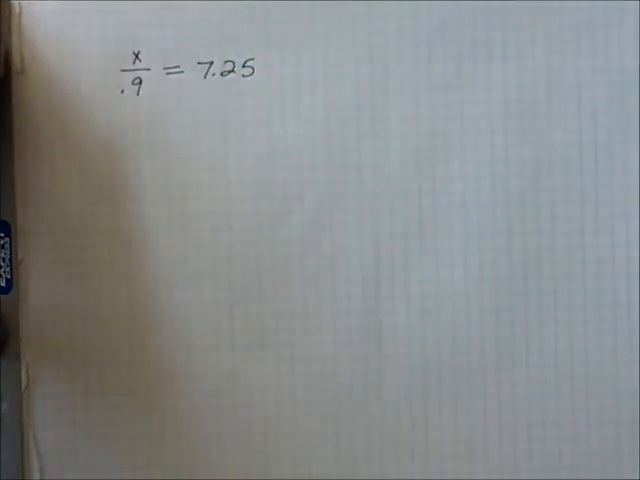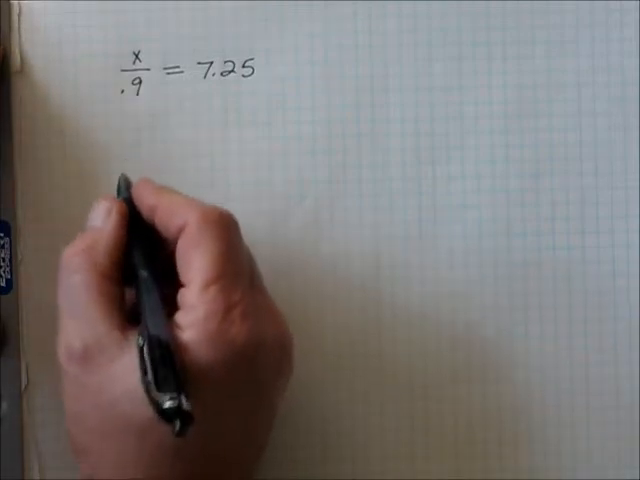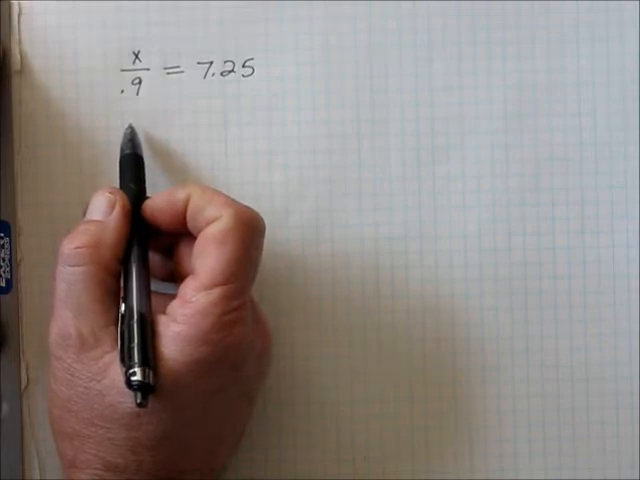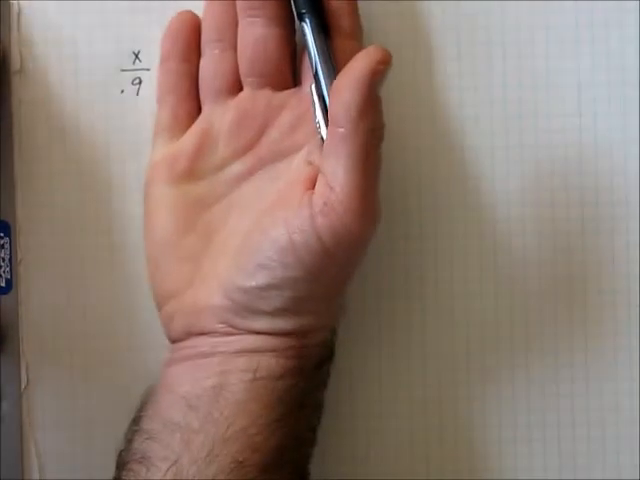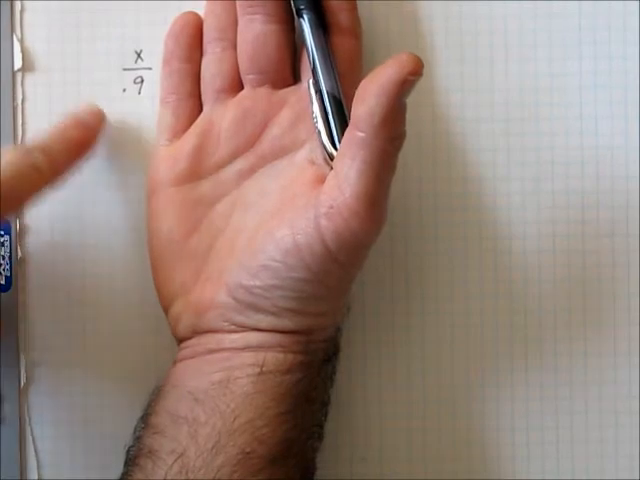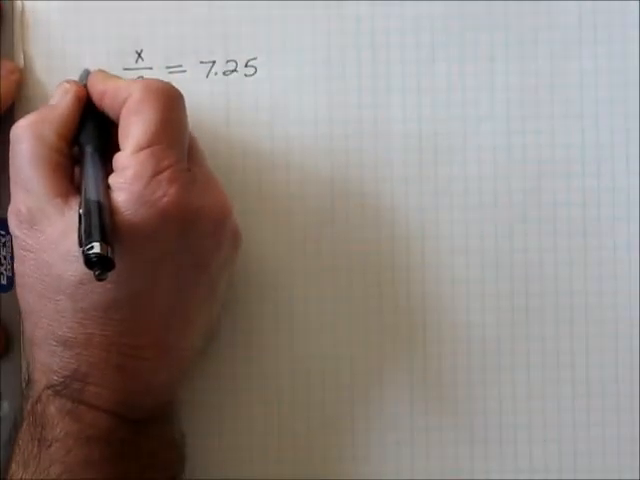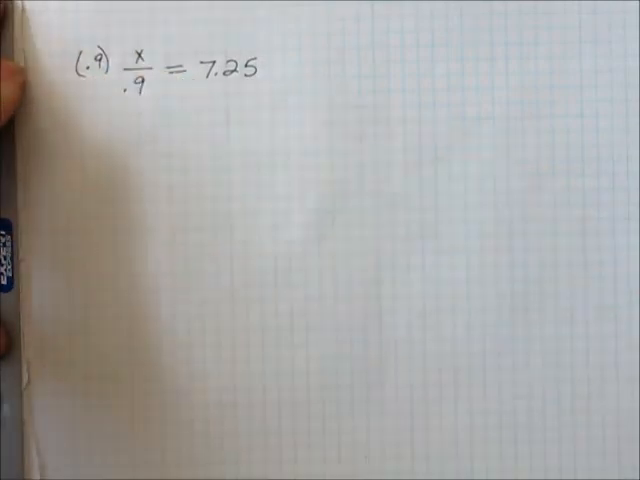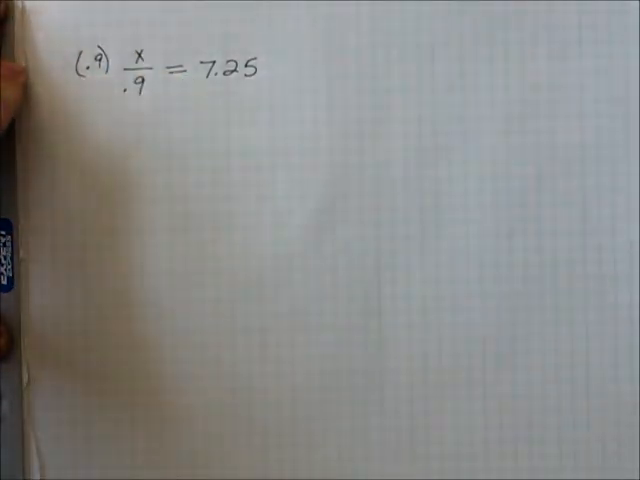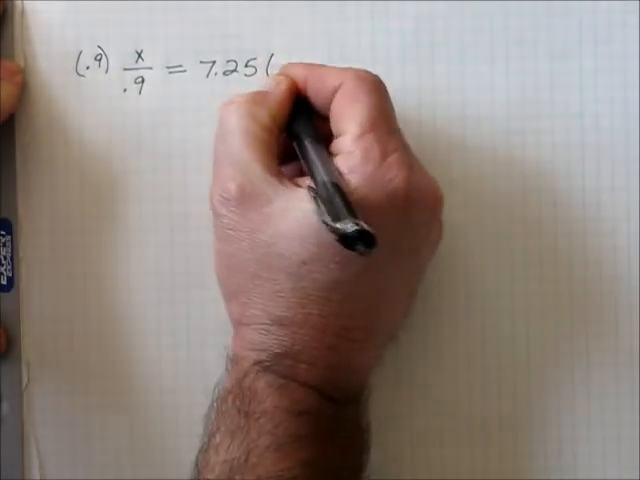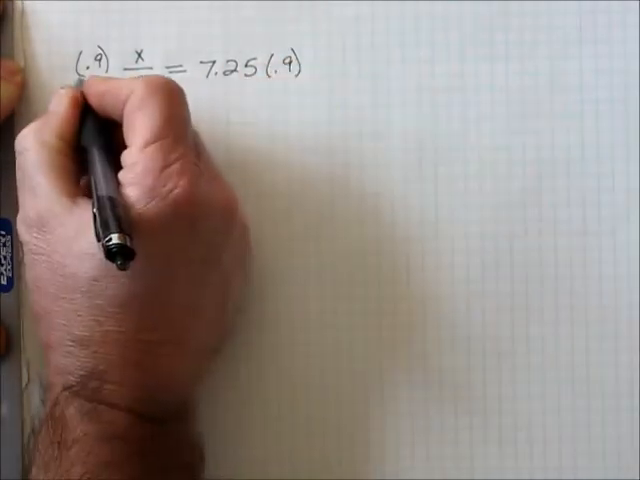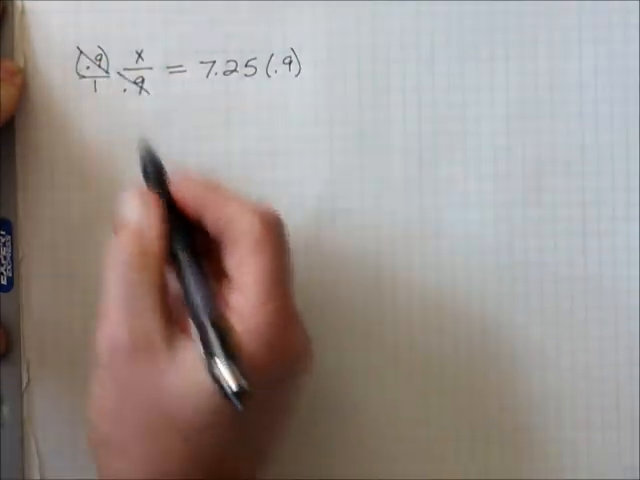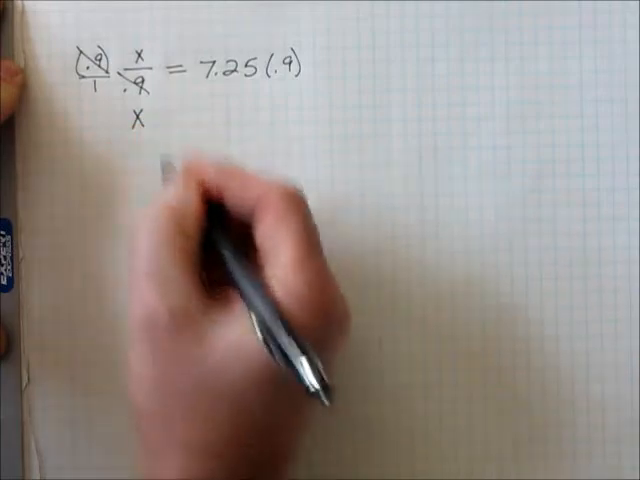So I need to get x by itself. In order to do that, I have x divided by 0.9. Well, to get x by itself, if I multiply this side of the equation by 0.9, I'll get x by itself. So I'm going to multiply that side by 0.9. If I multiply that side by 0.9, I have to multiply the other side by 0.9. By the way, I could put this over 1 if I want to. These cancel, and I'm just left with x on this side, which is what I want.